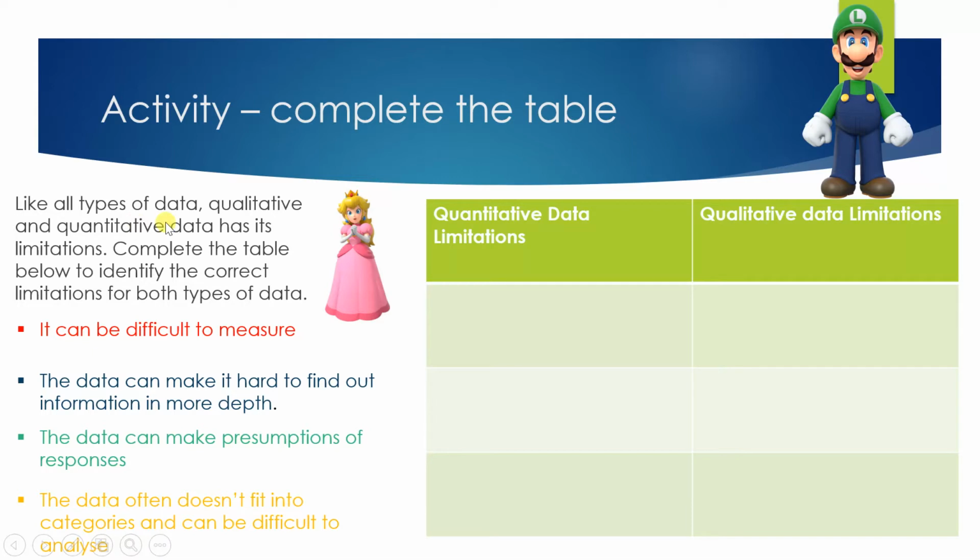Like all types of data, qualitative and quantitative data has its limitations. Complete the table below to identify the correct limitations for each type of data. The limitations are: it can be difficult to measure, the data can make it hard to find out the information in more depth, the data can make presumptions of responses, the data often doesn't fit into categories and can be difficult to analyse. Complete the activity table below, identifying the different limitations of quantitative and qualitative data.